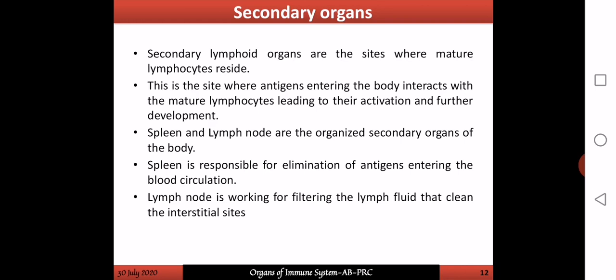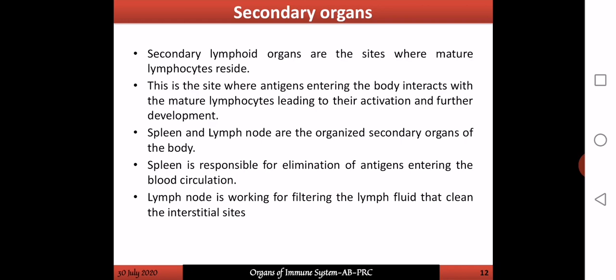And the condition in which the blood is being populated by foreign bacteria or foreign antigens, leading to certain complications, is called bacteremia, right? So the presence of bacteria in blood is called bacteremia. In all those situations, these bacteria will be trapped in the spleen, right? So spleen is responsible for the elimination of any antigens, not only bacteria, any antigens which are entering the blood circulation.